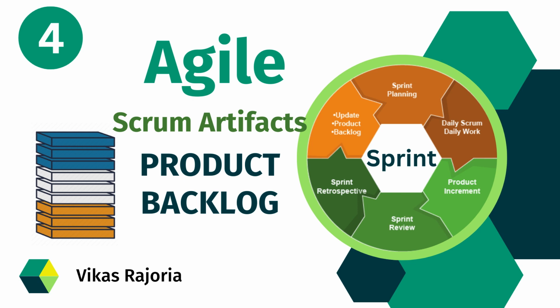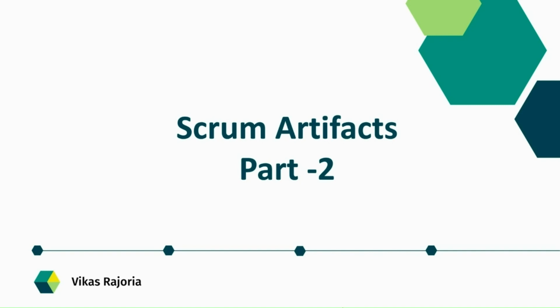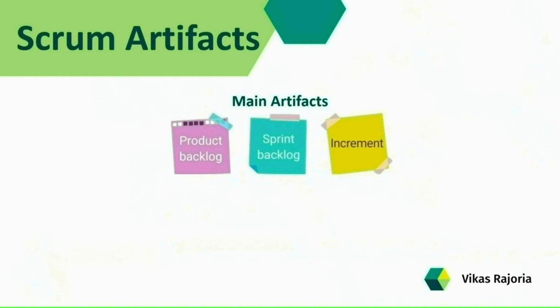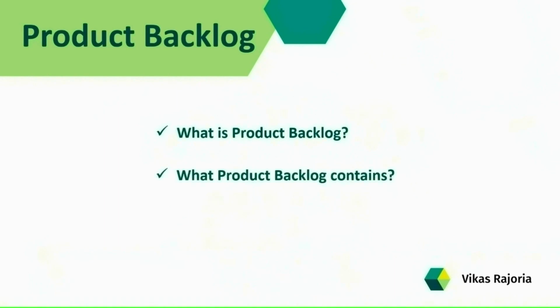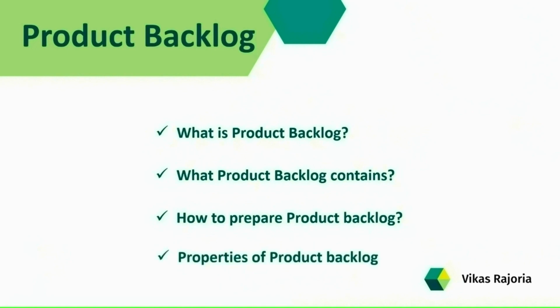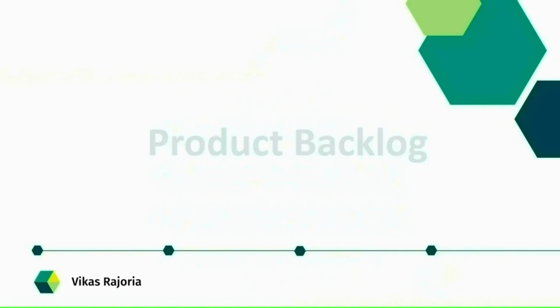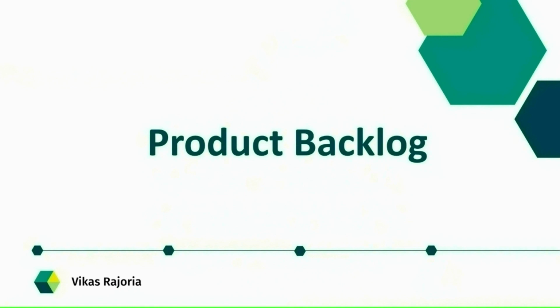This video is the second part of Scrum Artifacts. As you know, we already discussed different types of artifacts, including main Scrum artifacts and extended Scrum artifacts, in our previous video. Now, in this video, we will discuss the product backlog and understand what the product backlog is, what it contains, and how it is prepared. Then we will also see the properties of product backlog items. So let's go ahead and look at the product backlog item.